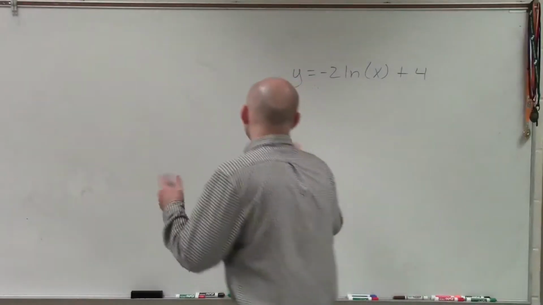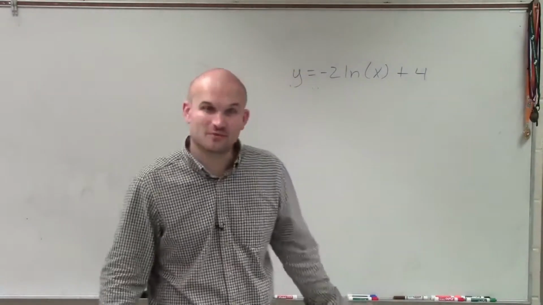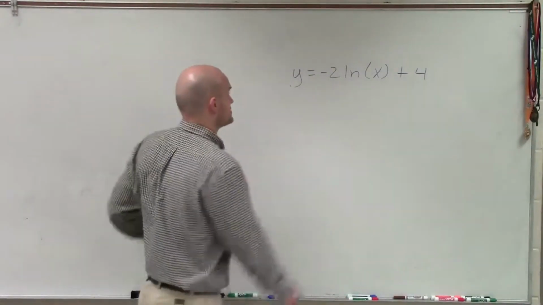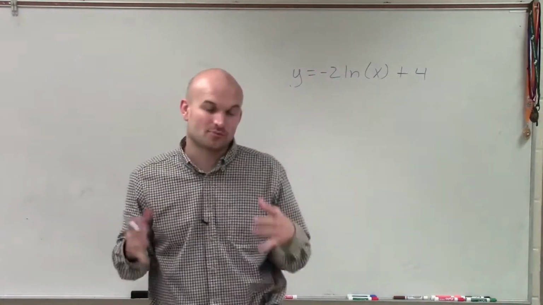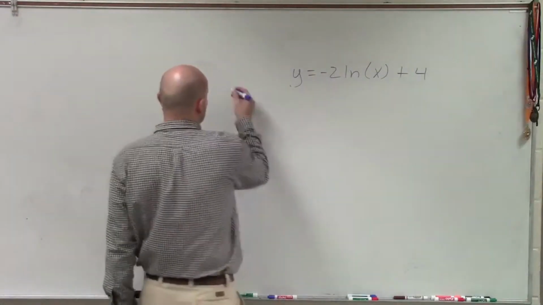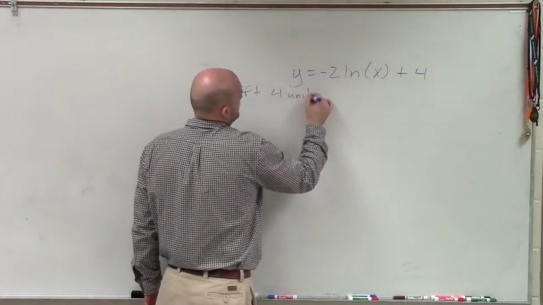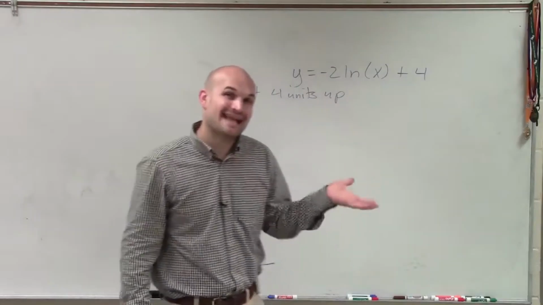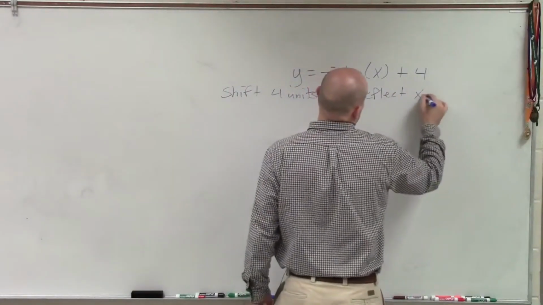All right, ladies and gentlemen, what we have is y equals negative 2 ln of x plus 4, and we need to graph this. To graph this, we want to be able to identify the transformations. So you can see I have a plus 4, and I put that x in parentheses so we know that we're adding the 4 outside of the function. Therefore, that's going to tell us to shift 4 units up. Then I'm multiplying by negative 2, and that negative is going to tell me to reflect over the x-axis.